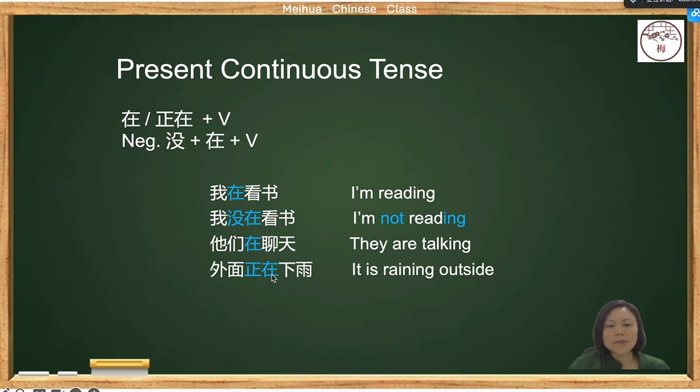外面正在下雨。下雨 means rain. Raining, it's a verb. 正在下雨 means the action is happening. You can use 在 or 正在. Either is fine. 外面正在下雨, it is raining outside. 外面 means outside.